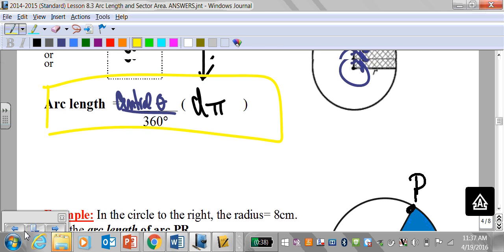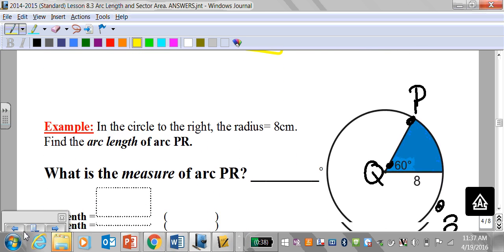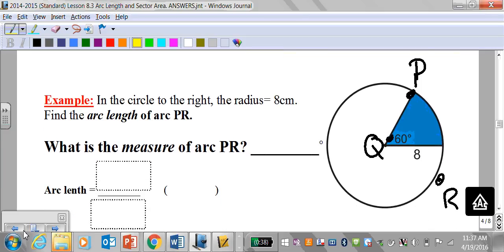Okay, let's do one together, and then we are done. So it says we have right here a radius of 8. We want to find the arc length of P to R. So stretch that and write the word length. Our ultimate goal is to find the length. Put a question mark there.